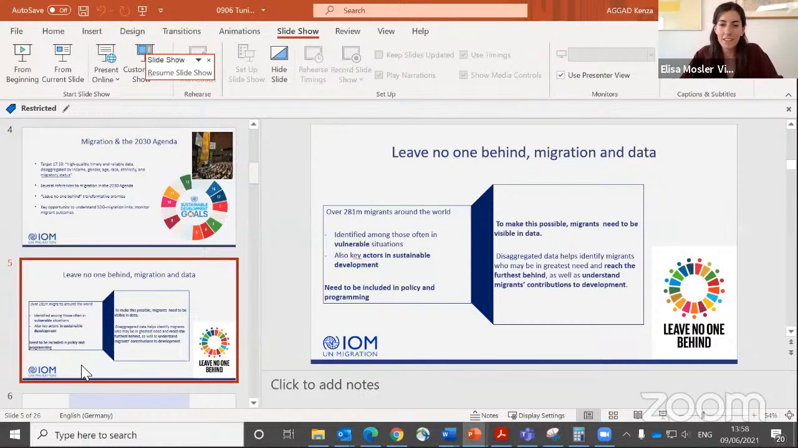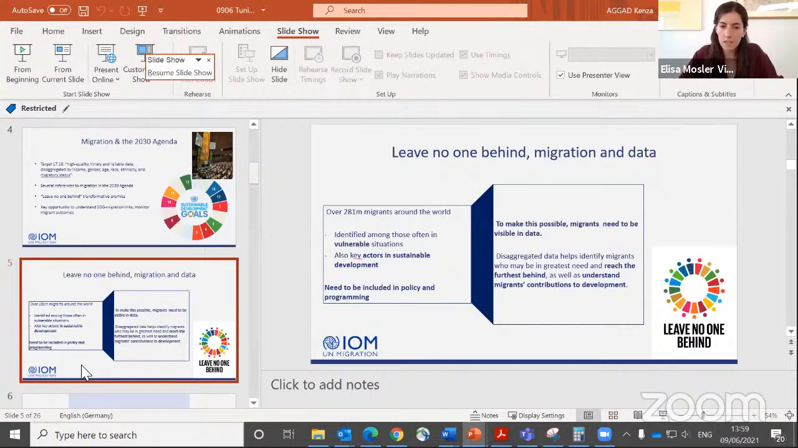So very briefly, I think mainly people on the call already know this, but at this point, we know that there are over 281 million migrants around the world. As I mentioned, these are recognized as a group who are sometimes, but not always, in a vulnerable situation in the context of the SDGs. This is part of the document. And we also know that migrants are in their everyday lives already key actors in sustainable development, meaning that they already contribute, whether it's through their labor activities or through their diaspora contributions or remittances. They are already in fact key agents who help achieve the Sustainable Development Goals.